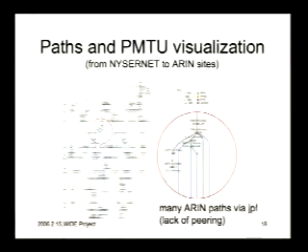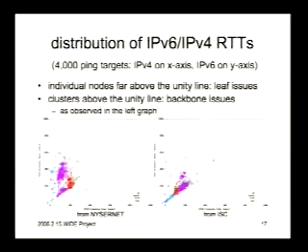And this measurement is from NISANET to RN sites. So many sites from NISANET to RN sites are going through Japan. This is a typical problem of lack of tunnels. And this is what we saw in the left graph. So for lots of sites, when you're using IPv6, the path is basically going through Japan.